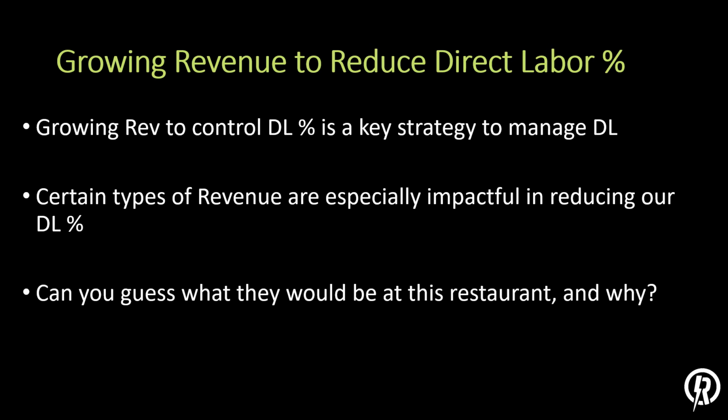I want you to pause this video and see if you can guess what they might be at this restaurant and why. Write down 2 different types of revenue you think might be really good in terms of reducing direct labor expense and why. Pause the video now. Come back when you're ready.